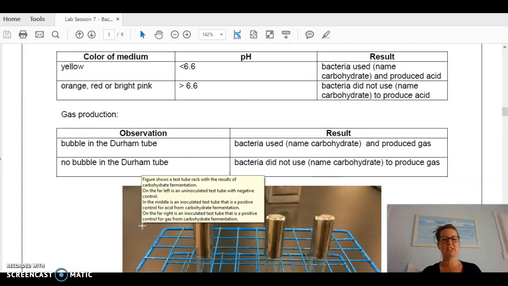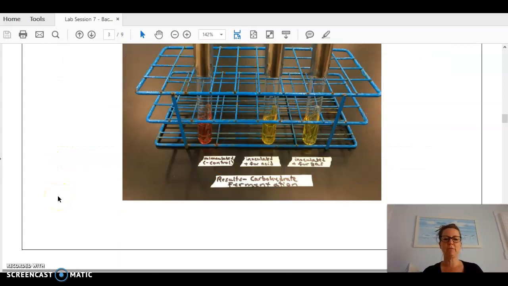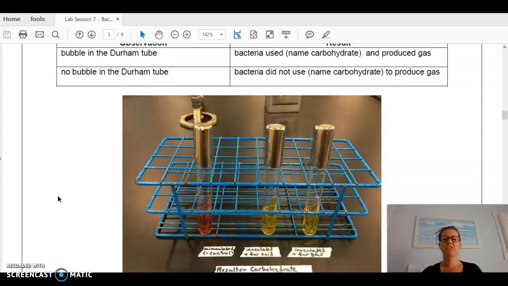My computer's being slow. As you see here, we've given you some information in a table on how to interpret your broth tubes, and then we've included a picture. So this is going to help you know what to look for.